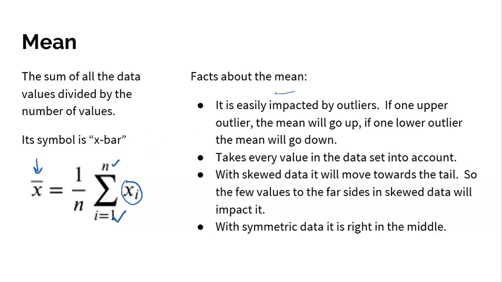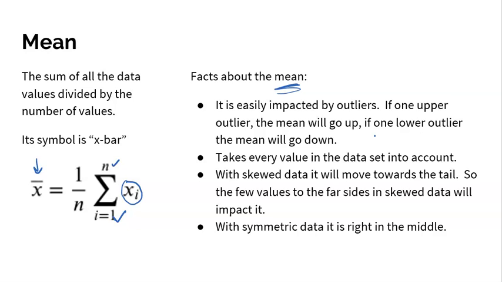Now, some facts about the mean. It's important to understand that it is easily impacted by outliers, as we discussed in class. If one upper outlier, the mean will go up. If one lower outlier, the mean will go down. So we did that example in class about home prices. If you have a bunch of home prices priced around $200,000 and then one of them is at $1 million, well then the mean home price is going to move up a little bit because of that one really high value. Keep in mind, this is all because the mean takes every value in the data set into account. Every value is needed to calculate the mean.